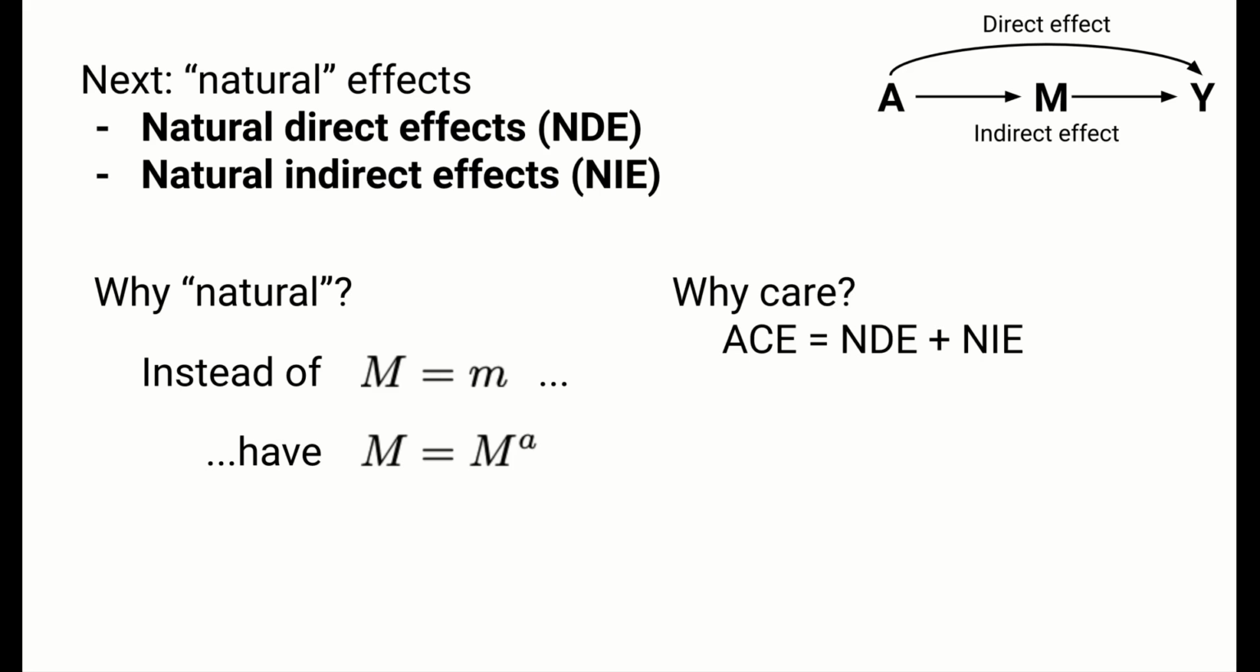These natural effects end up being very useful because the sum of the natural direct and indirect effects is actually equal to the average causal effect. This is useful for enhancing our mechanistic knowledge of causal effects because it provides a way to decompose the ACE. How much of, what fraction of, the causal effect is due to one pathway or mechanism versus another?